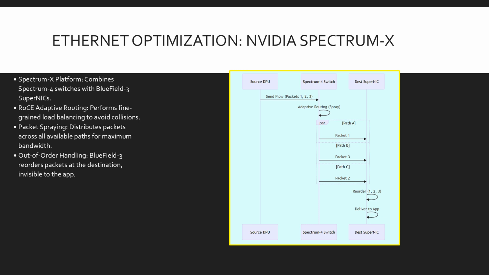Follow the sequence. The source DPU sends a flow. The Spectrum-4 switch doesn't just pick one path. It sprays packets 1, 2, and 3 across paths A, B, and C based on real-time load. Notice they arrive at the destination SuperNIC out of order: 1, then 3, then 2. The SuperNIC's hardware resequences them into 1, 2, 3 efficiently, so the application sees a perfect stream. This utilizes 95% of fabric bandwidth compared to 60% with static routing.